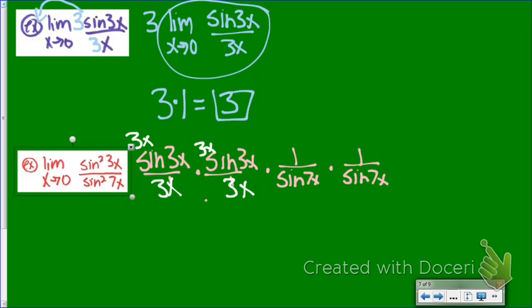Now in the next one, if I have a sine of 7x at the bottom, I need that matching argument, which means the top needs a 7x. But if I multiply the top, I also have to multiply the bottom. And that works on both of them.